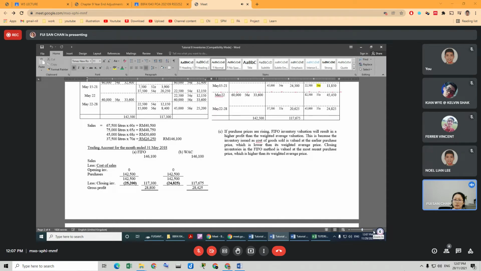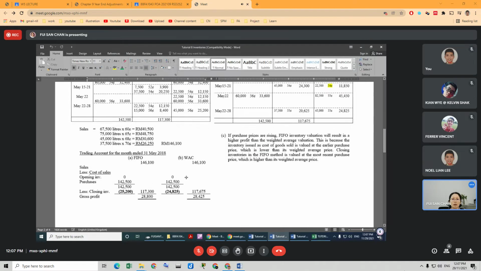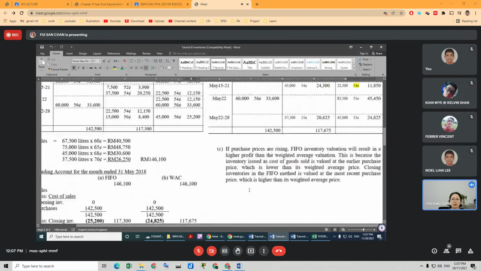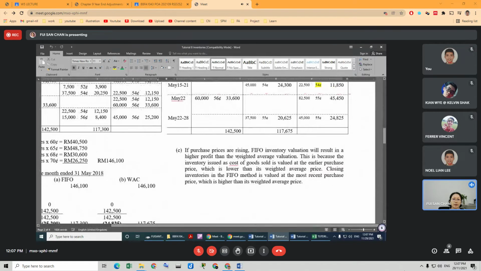So if you look at this one, what is the comment like? The comment here says, if purchase prices are rising, first in first out inventory valuation will result in a higher profit than the weighted average valuation. No matter how, first in first out will always give you a higher closing stock. Higher closing stock will bring a higher profit. This is because inventory issued as cost of goods sold is valued at the earlier purchase price, which is lower than its weighted average price. So closing inventory in the first in first out method is valued at the most recent purchase price, which is higher than its weighted average price.